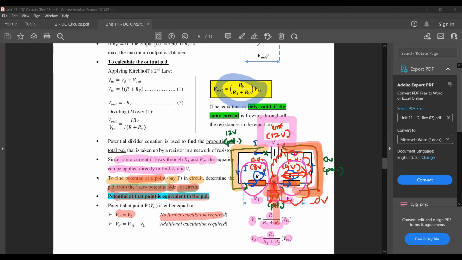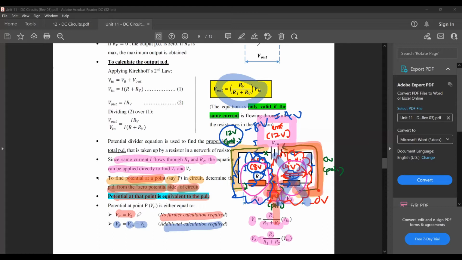But let's just say you don't want to find from this side, you want to find the PD from this side instead. You're going to get 8 volts. But is the 8 volts here going to be the potential at point P? It isn't, right? What you're going to have to do is take 12 volts minus 8 volts to get 4 volts. So VP here will be your VE minus V1. Notice that there's an additional calculation required here.